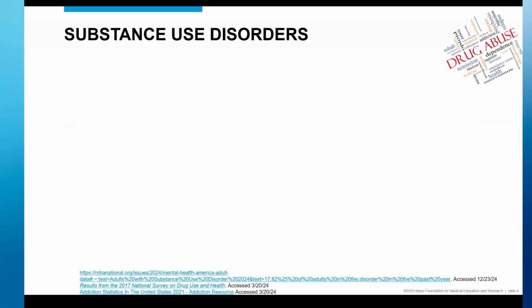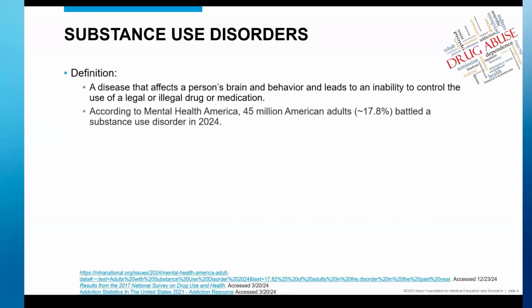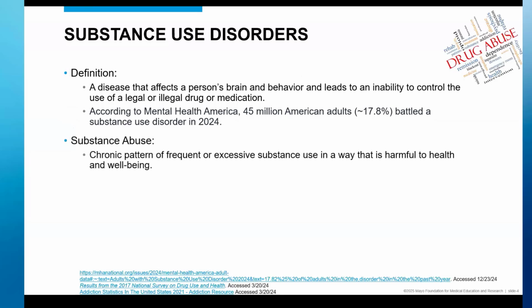So let's get started. First of all, what are substance use disorders? It's a disease that affects a person's brain and behavior, and it leads to an inability to control their use of either a legal or an illegal drug or medication. Unfortunately, last year in 2024, over 45 million American adults, about 18% of our population, battled a substance use disorder. So this is not uncommon. And substance use is really this chronic repeating pattern where people are excessively abusing a substance in a way that's harmful to their own health and well-being.